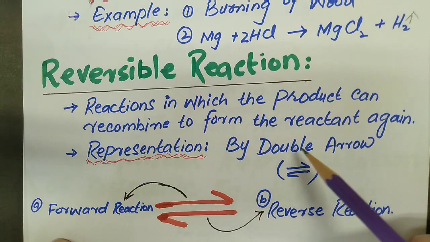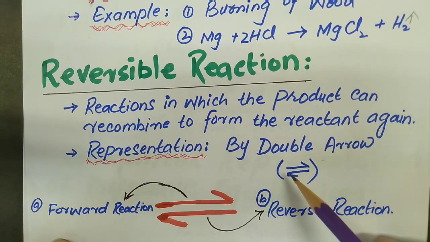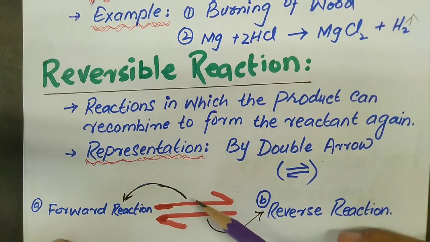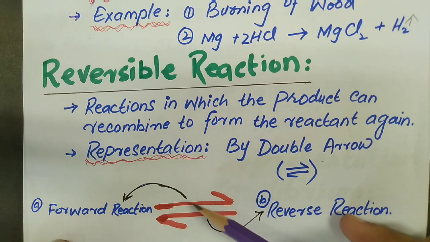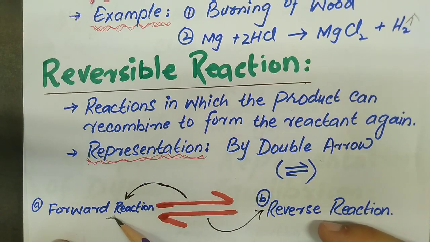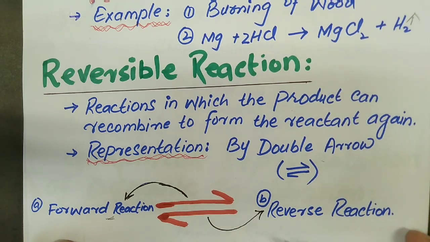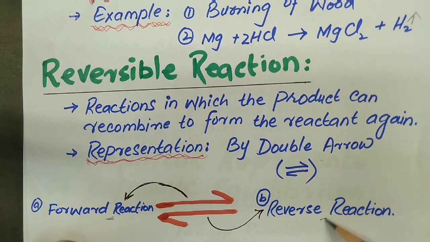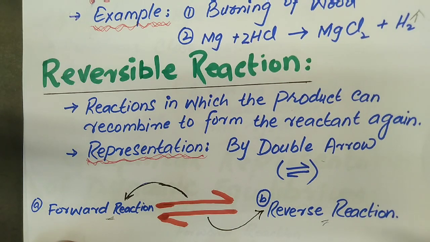They are generally represented by a double arrow. As you can see, the two half arrows represent the two types of reaction. The upper arrow represents the forward reaction, and the lower arrow, which is pointing in the reverse direction, represents the reverse reaction.